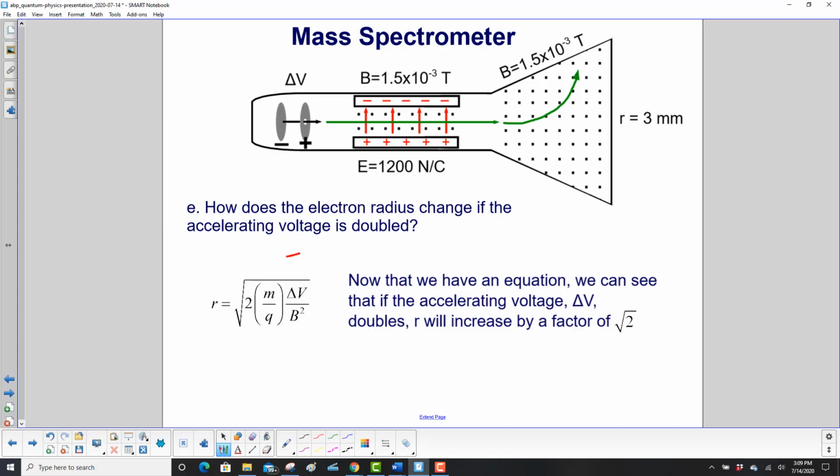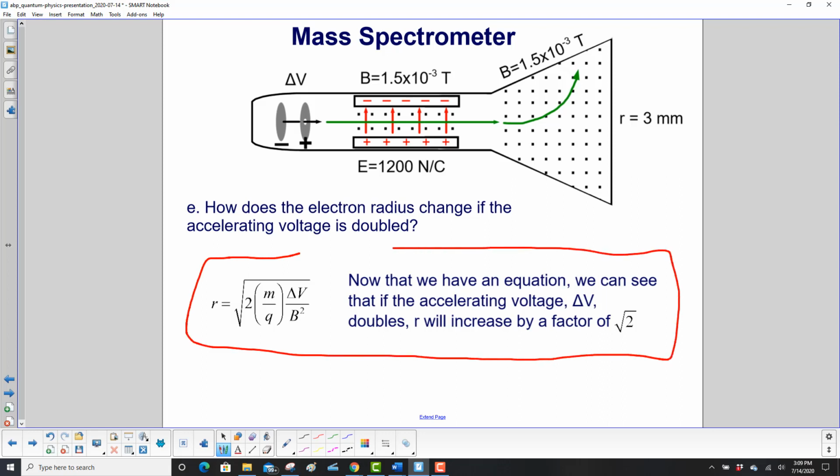So after all that algebraic manipulation, we wanted to come up with an equation where R is a function of the accelerating voltage. So if we double the accelerating voltage, right, that's within the square root sign, so the radius will increase by a factor of square root of 2.